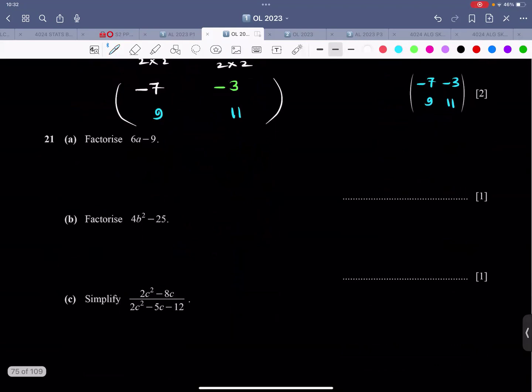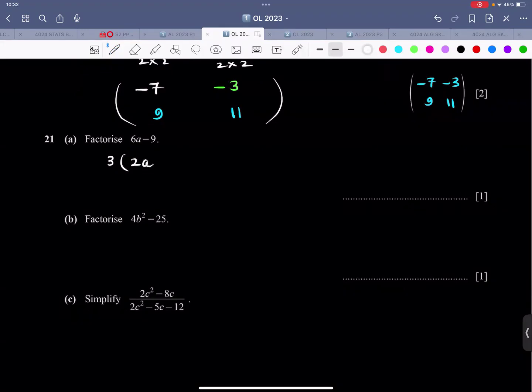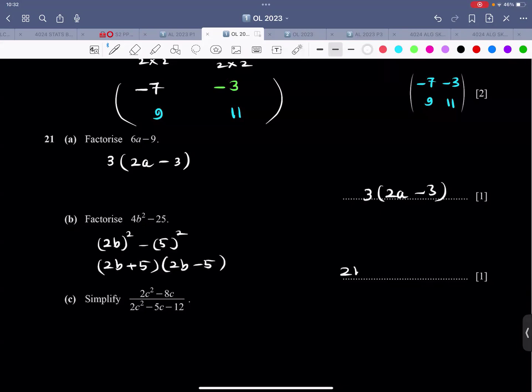Factorize 6a minus 9. Except for 3, there is nothing you can do by taking common. So 2a minus 3. 3 into 2a, 6a. 3 into minus 3, minus 9. 3, 2a minus 3. This next factorization, 4b square minus 25. This is 2b whole square minus 5 whole square. This is called difference of two squares. 2b plus 5, 2b minus 5.